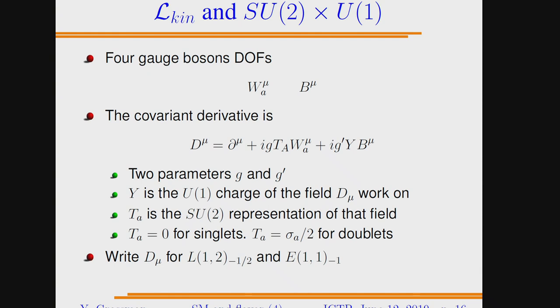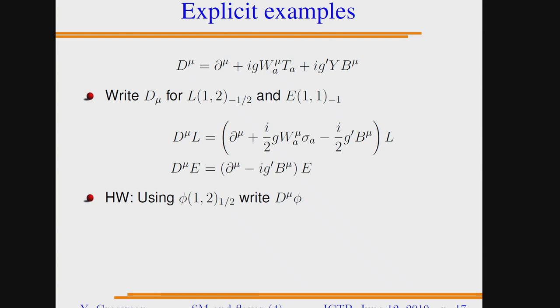Okay, so let me do the following. Let me write the covariant derivative of one field, and then you will do the other one, okay? So what is the covariant derivative? How do I write the covariant derivative of the L field? In general, I have to ask what is the charge, what is the representation of the SU2. And since the representation is a doublet of SU2, then in front of the W, instead of T, you see I have TA. For the L, instead of the TA, I get sigma over 2. So you see that the T is replaced by sigma? Yes. And for the Y, for the B gauge boson, which is the gauge boson of the U1, instead of Y, I have the hypercharge, which is minus a half.